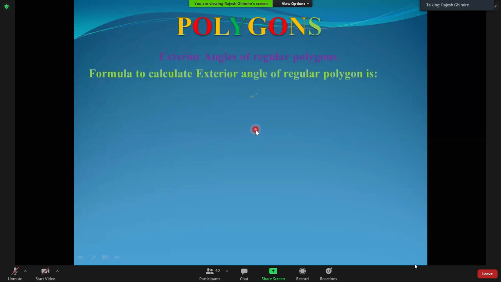Now the exterior angle. The formula to calculate the exterior angle of a regular polygon is: the size of each exterior angle theta is equal to 360 by n. This formula is used to calculate the size of an exterior angle of a regular polygon, 360 by n.